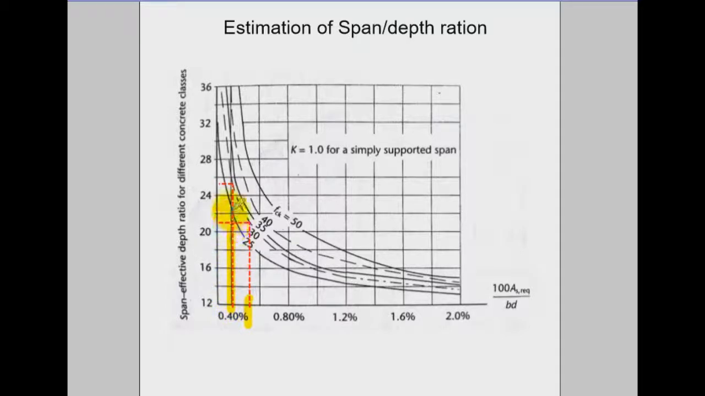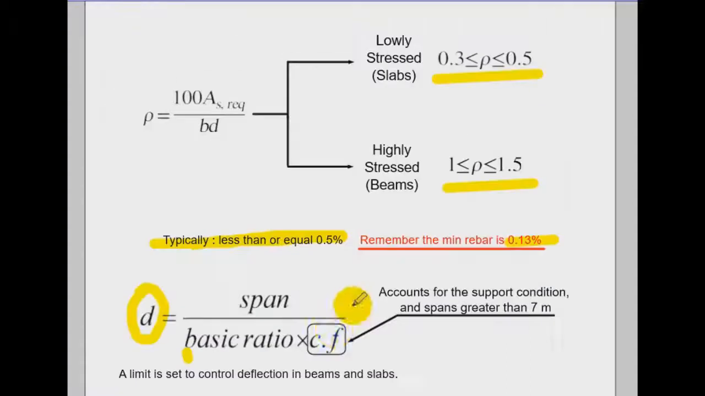If I go up to the grade that I'm using, which is 30, the grade of concrete, I'll end up having something like this, 25. So that's my basic ratio. Okay, I already have the span, and now I worked out the basic ratio from the graph there.